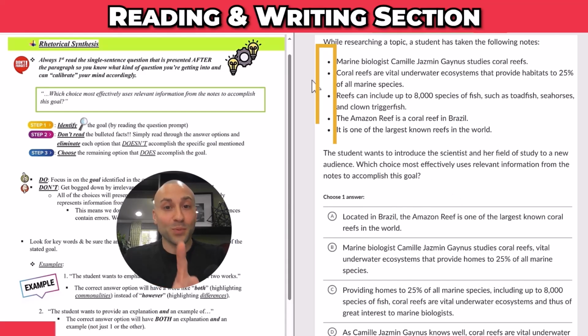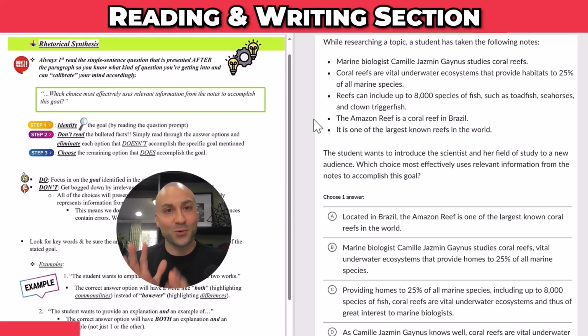Whenever you have these bullet points given in the question, then automatically it's a rhetorical synthesis. And for me, it's one of the easiest themes on the SAT. I think it's just kind of a giveaway. So let's look at the 3-step process for approaching a question like this.